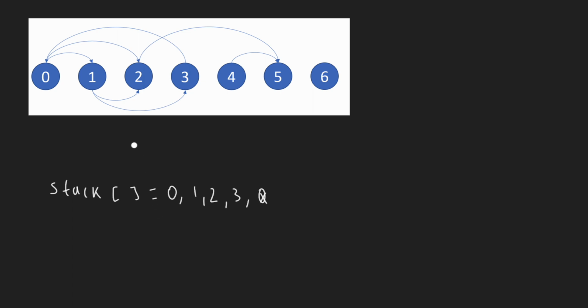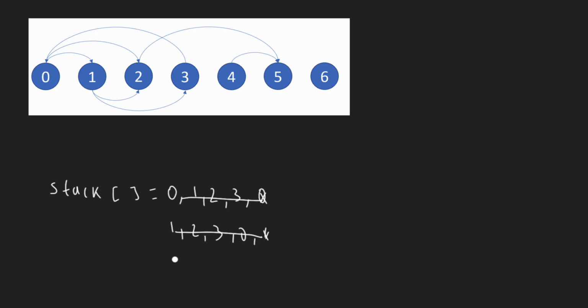Let's take 1. Again, 1 points to 2 and 3, 3 points to 0, and 0 again points to 1. Again, we have a cycle here, and we cannot add that, so this is not a safe node.